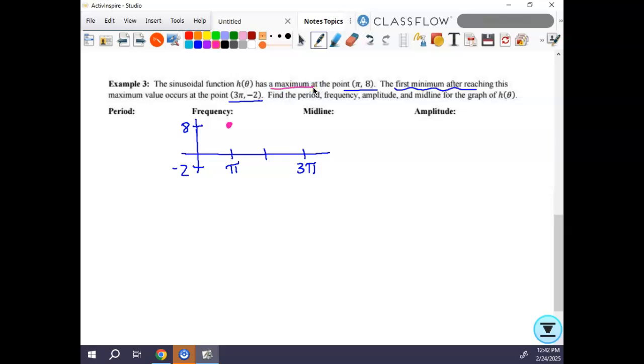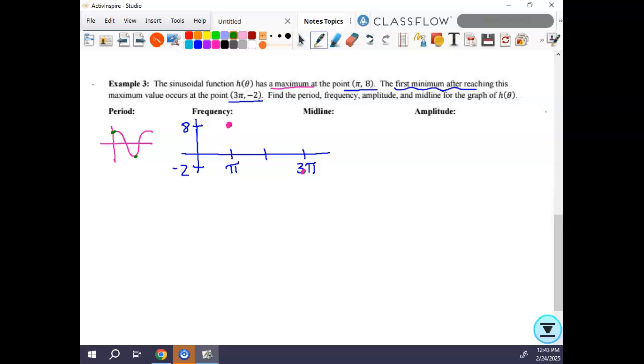And then my first minimum is at 3 pi over 2, like right there. Now again, I could start anywhere I wanted, but I think I want to start with the first thing they give me. And if the first thing they give me is a maximum, then I am looking at a parent function of cosine, right? Does that make sense? So if this point right here is the maximum, then this is this point right here. You with me on that?